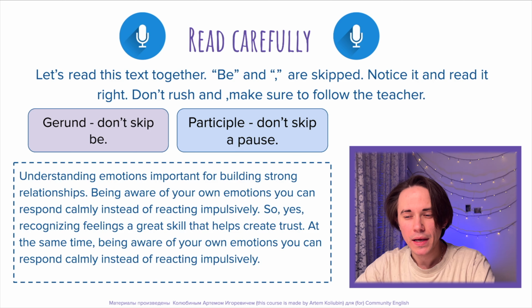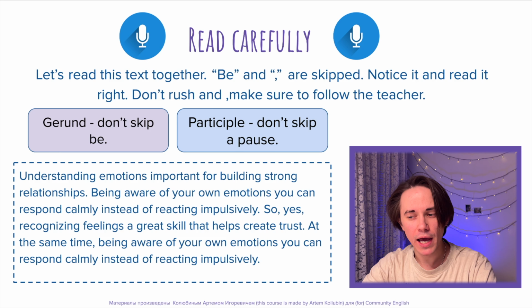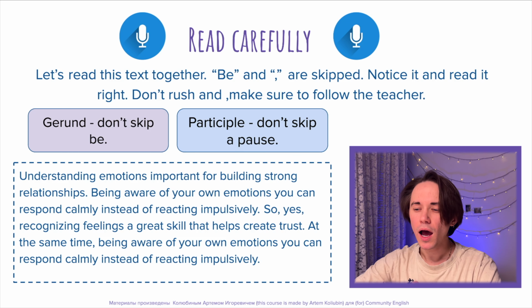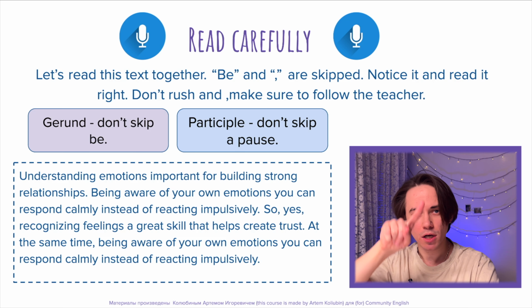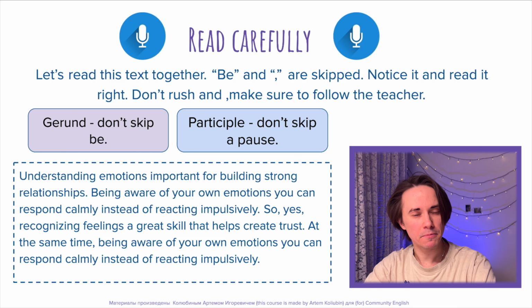So slowly: Understanding emotions, gerund, is important for building strong relationships. Being aware of your own emotions, pause, you can respond calmly instead of reacting impulsively. So yes, recognizing feelings is, gerund, a great skill that helps create trust. At the same time, being aware of your emotions, comma, participle, you can respond calmly instead of reacting impulsively.